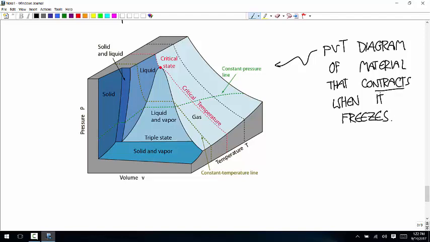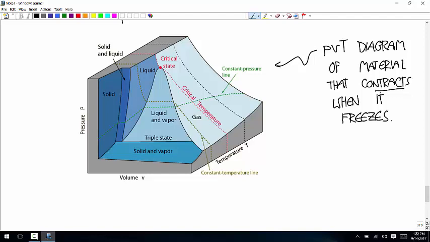Okay, so most materials contract when they freeze. I think all metals do that I know of. The main counterexample is water. When water freezes, it expands. That's why if you leave wine in the freezer too long, it explodes. And so I'm going to put up another one of these that represents materials that expand when they freeze. It's mainly important because water is such an important material.